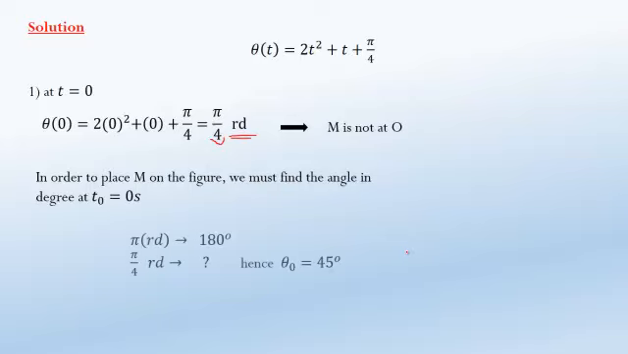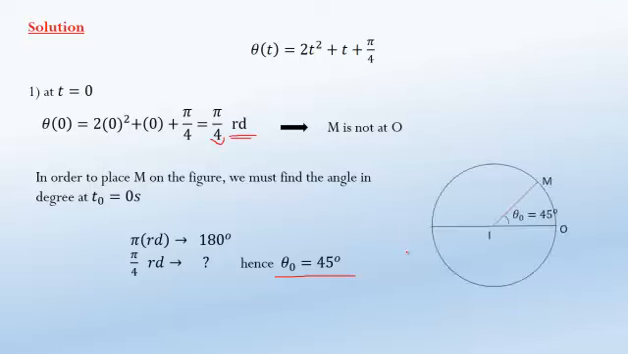How to do it? Each pi radians equals 180 degrees. Then pi over 4 radians is how much? We do the cross multiplication. We'll have theta 0 equal 45 degrees, and then we can place it on the figure. Here is the point M. So from here we take 45 degrees in the positive direction and we put the point M.